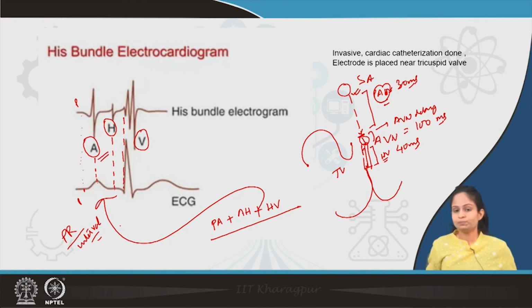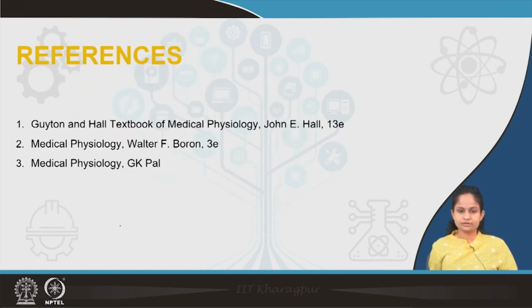If we want to pinpoint where the block in the heart is, whether it is at the level of the AV node or the bundle of His, then we have to do this invasive procedure of cardiac catheterization, that is His bundle electrocardiogram. Otherwise, in only ECG, the block will be detected as a prolonged PR interval. It will not be able to say where exactly the block is located, whether at the level of the AV node or the bundle of His. So, with this we conclude today's topic.